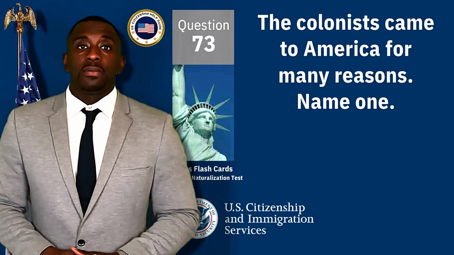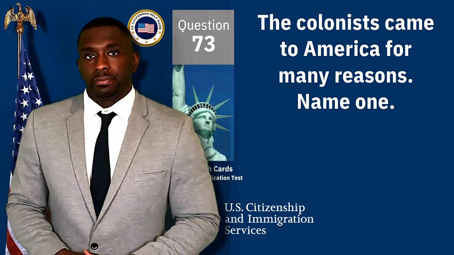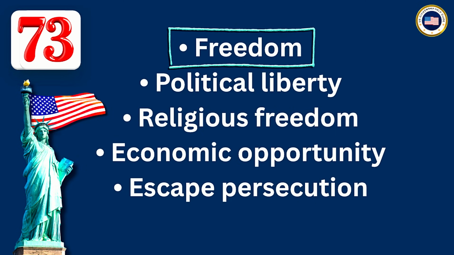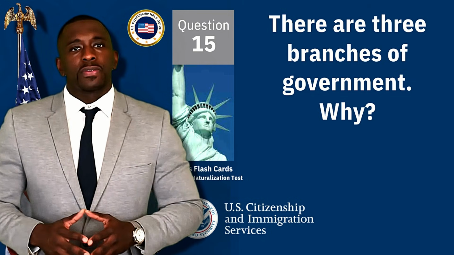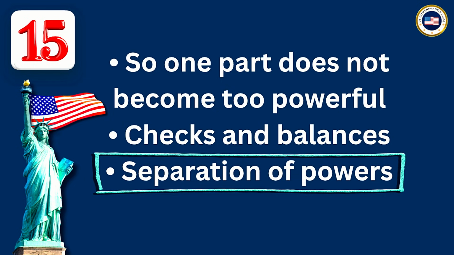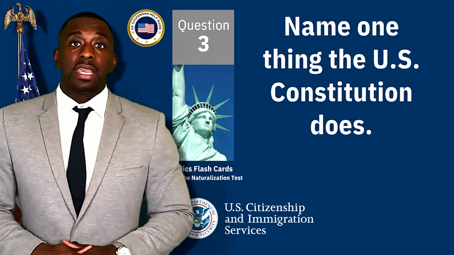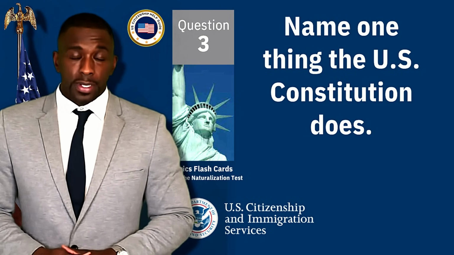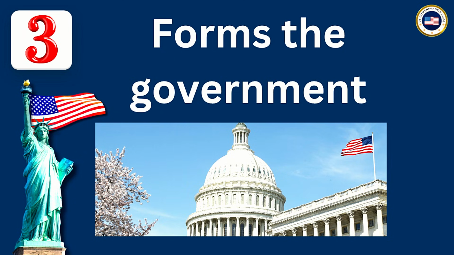The colonists came to America for many reasons. Name one. Freedom. There are 3 branches of government. Why? Separation of powers. Name one thing the U.S. Constitution does. Forms the government.